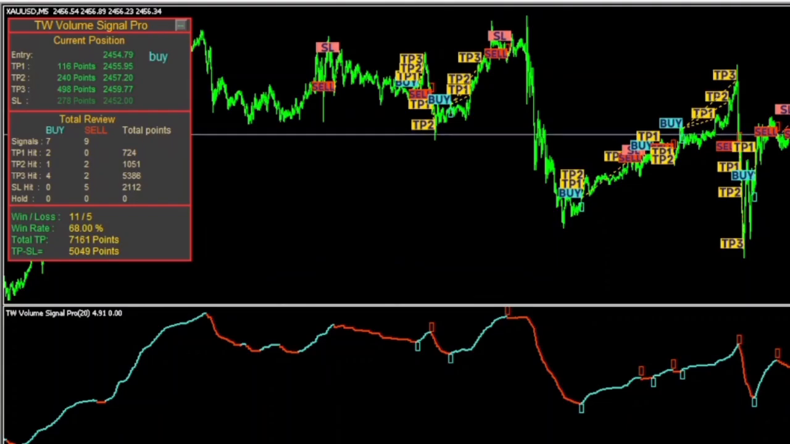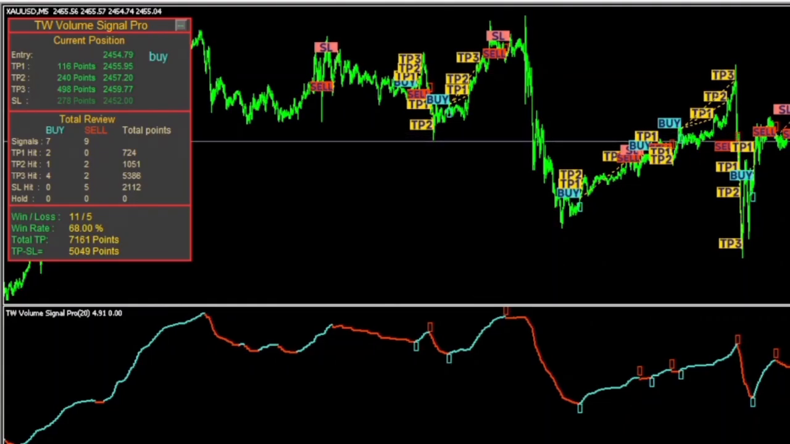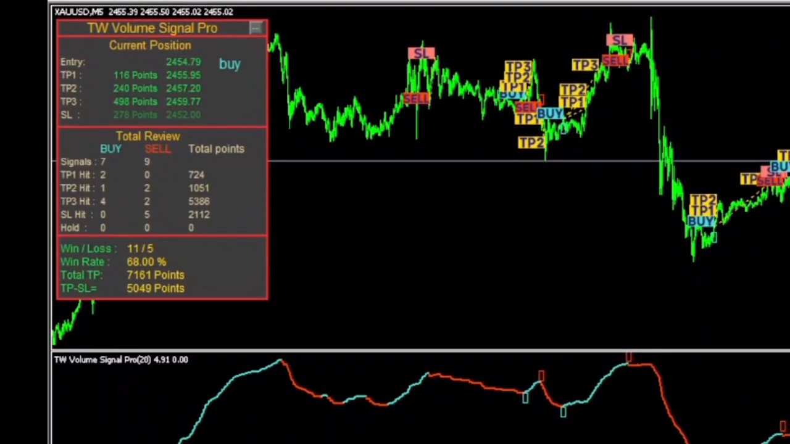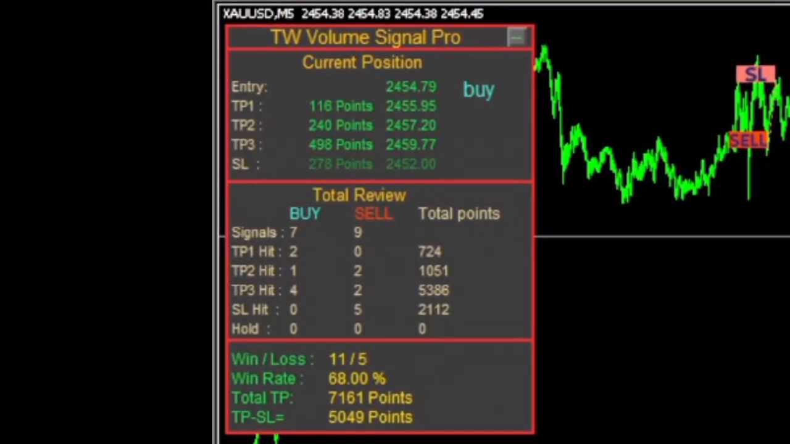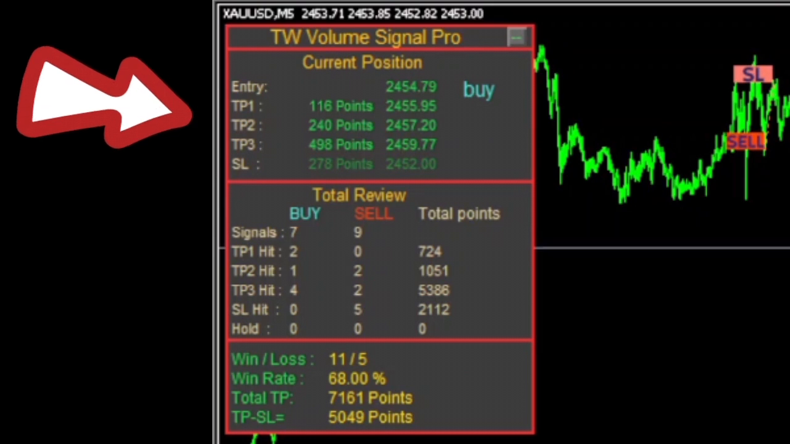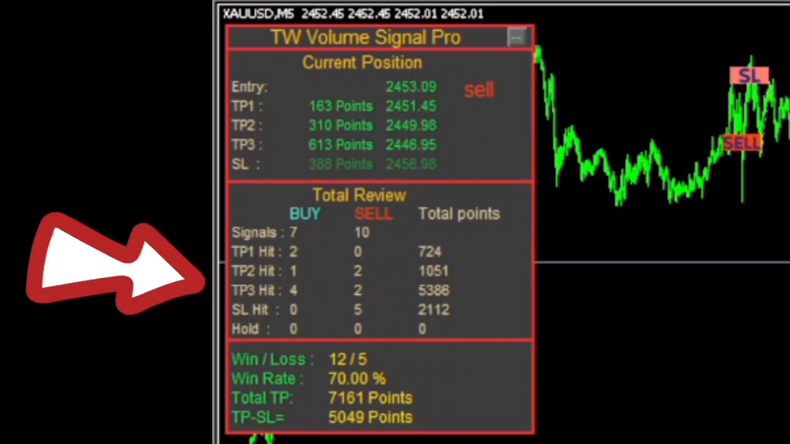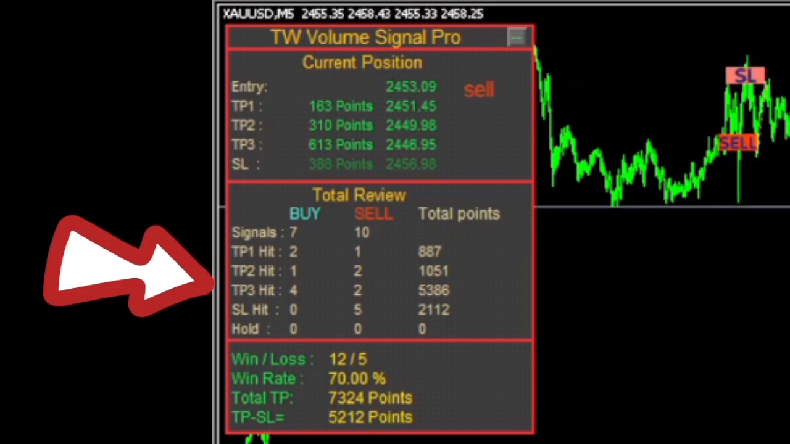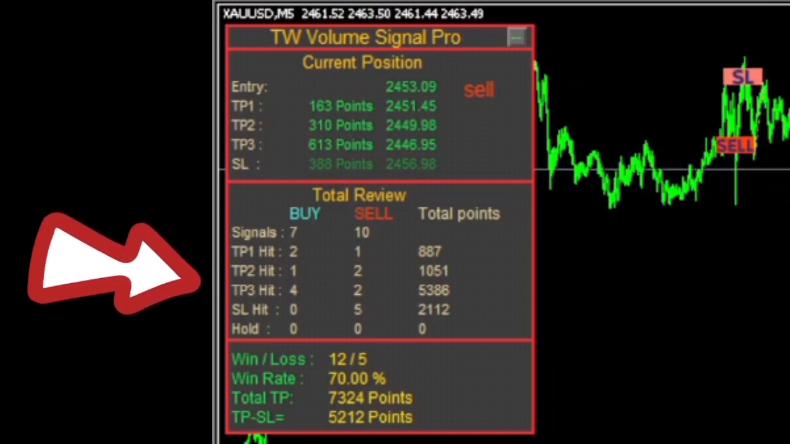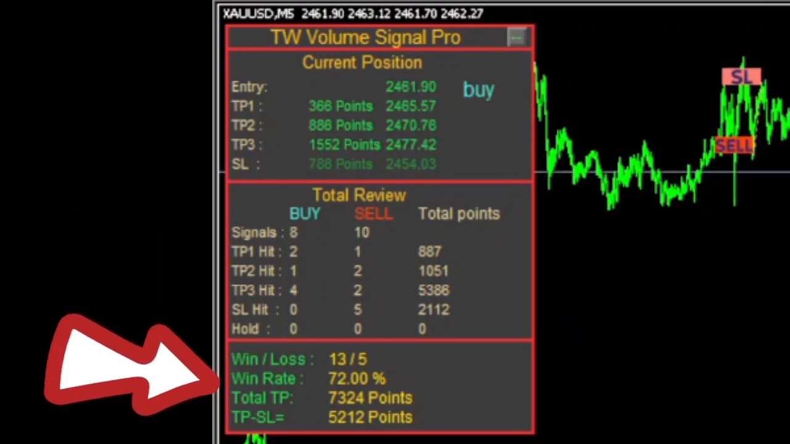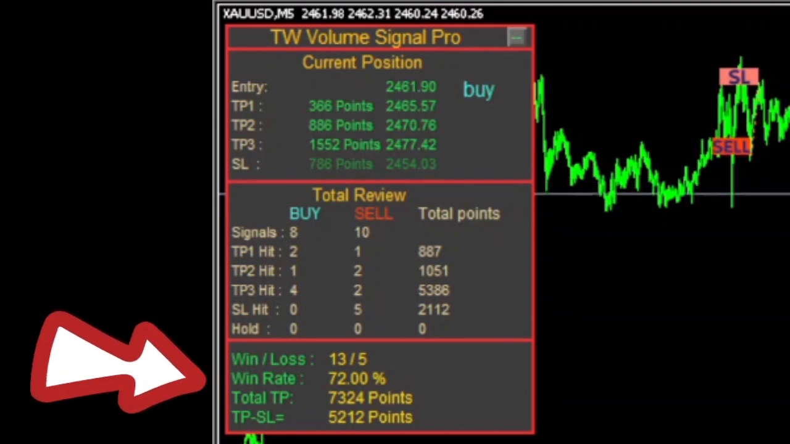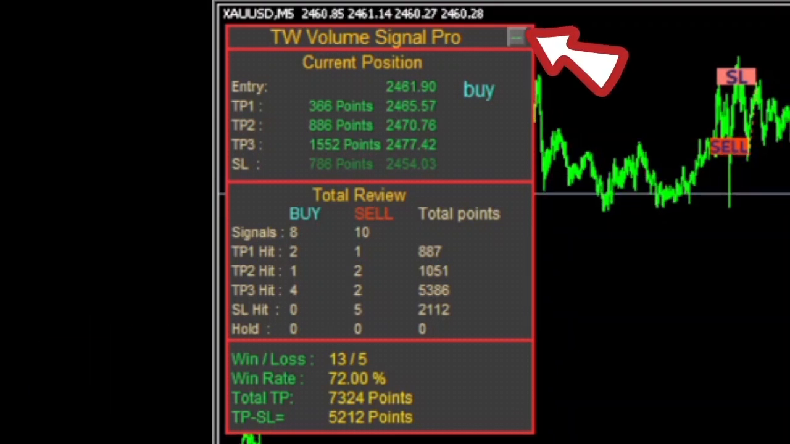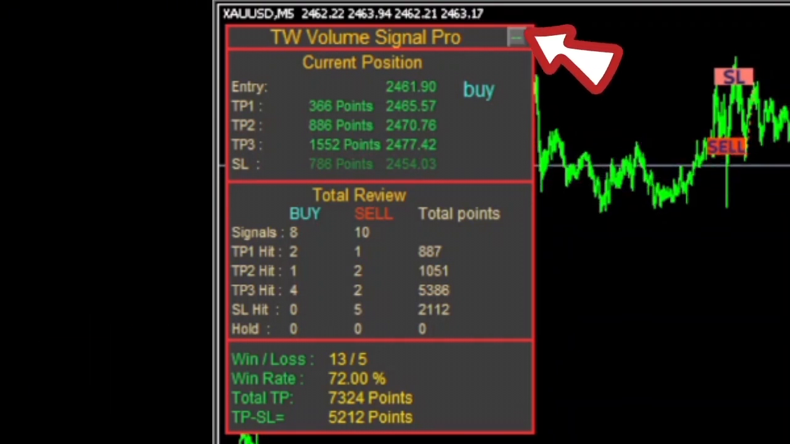The panel alongside the chart. In this product, a panel with 3 windows is designed, where the first window displays the current signal specifications. The second window displays the targets achieved since the launch of the indicator, as well as the profits and losses of past positions. And the third window displays the overall results achieved. You can minimize it using the arrow at the top of the panel.